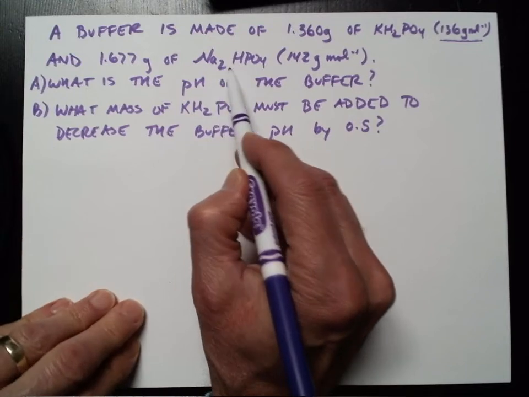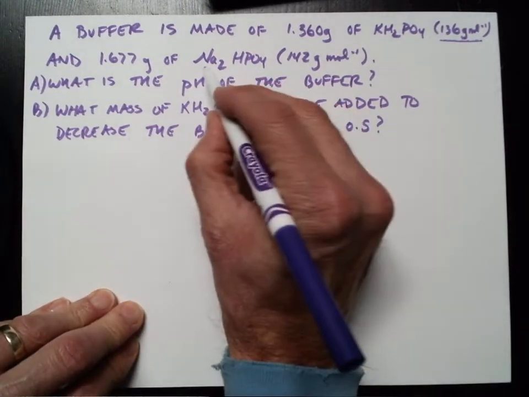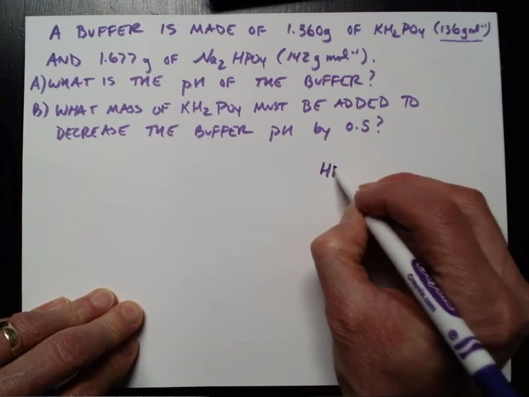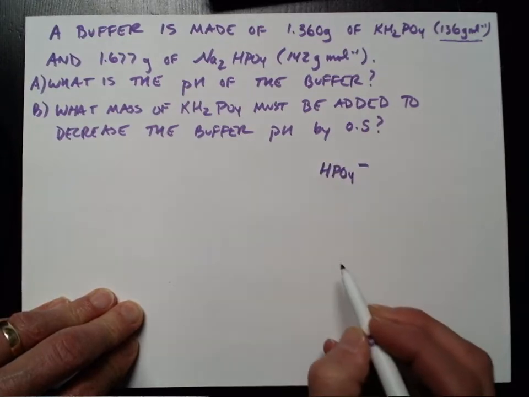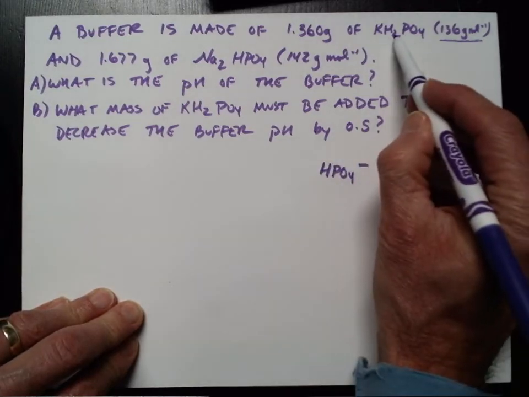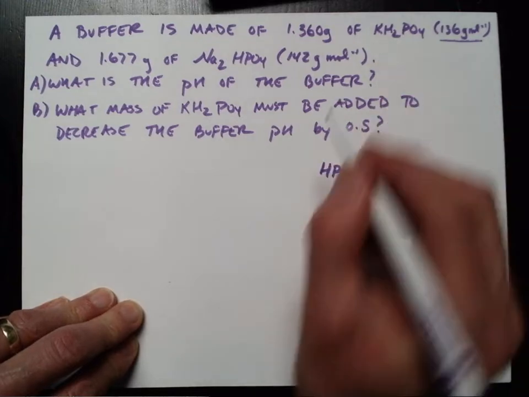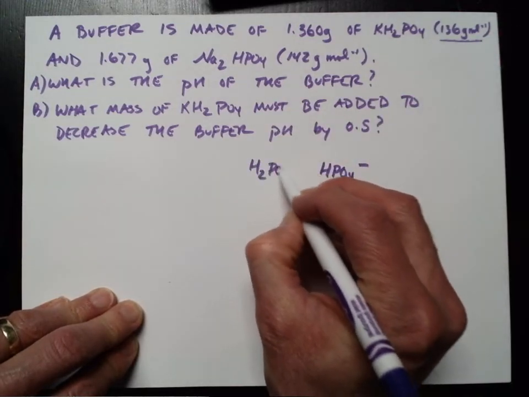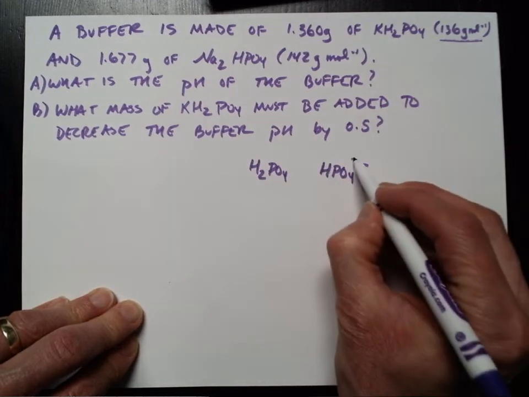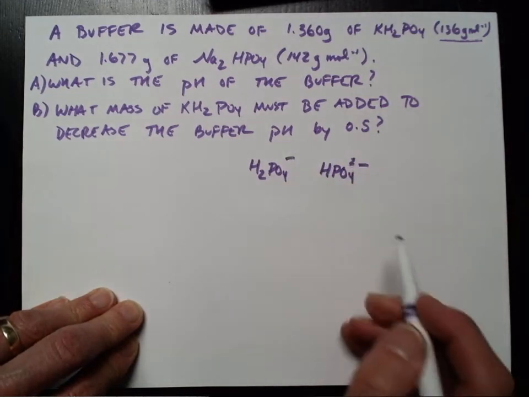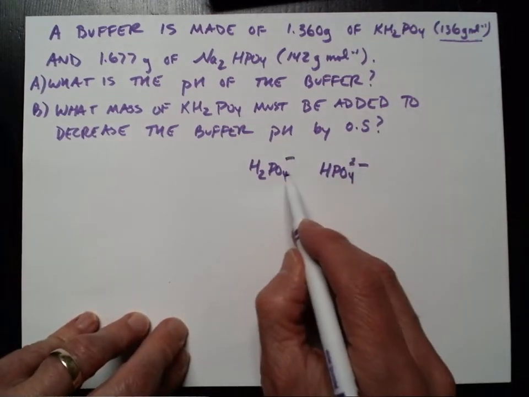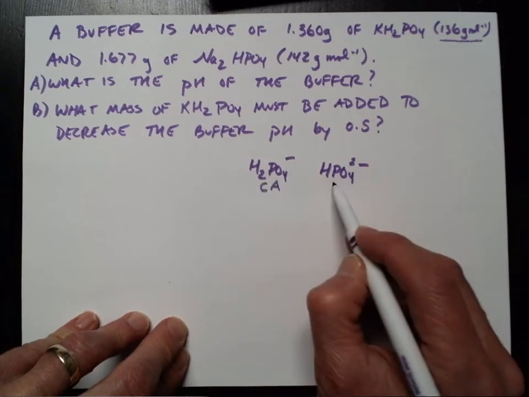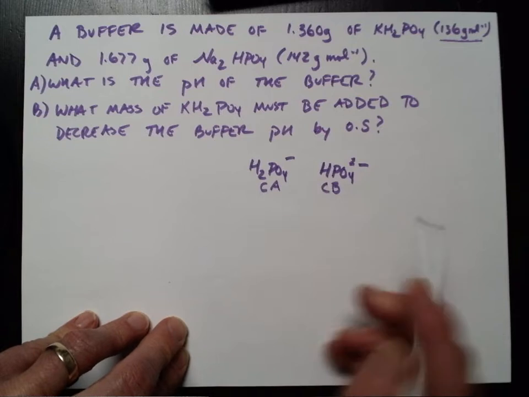Let's see, we've got sodium hydrogen phosphate, which the sodium is not going to matter, but when we put this in water, it's going to dissociate into sodium ions and hydrogen phosphate ions. The potassium dihydrogen phosphate, the potassium ions will be spectator ions, and we'll have dihydrogen phosphate. This should have a 2- charge, shouldn't it? Yep, and this has got a minus charge. So it looks like this is our conjugate acid-base system, where this over here is the conjugate acid, and this over here is the conjugate base.